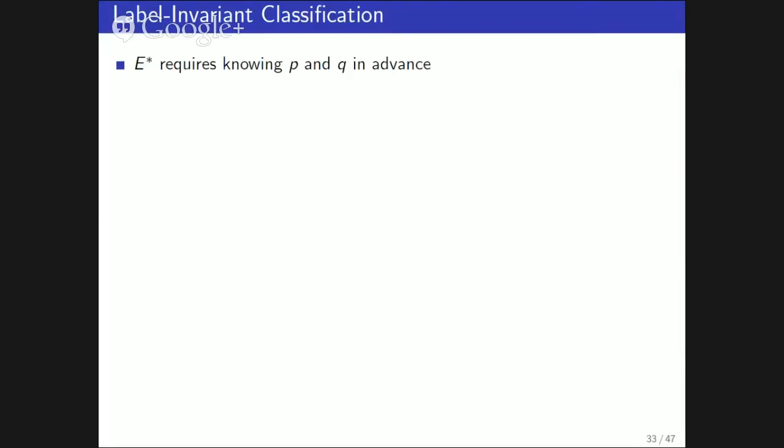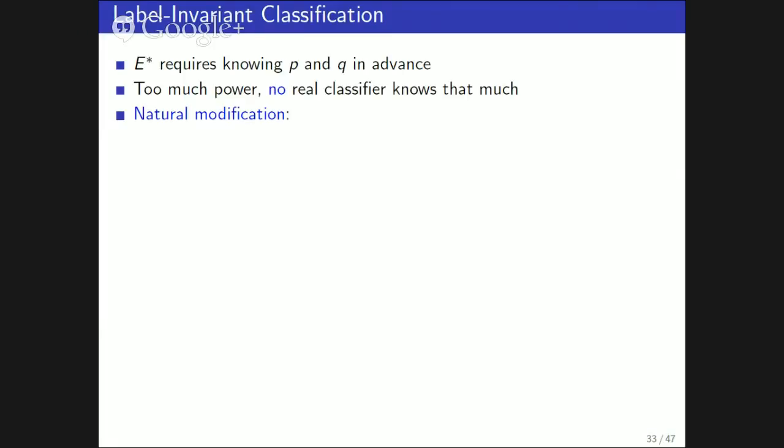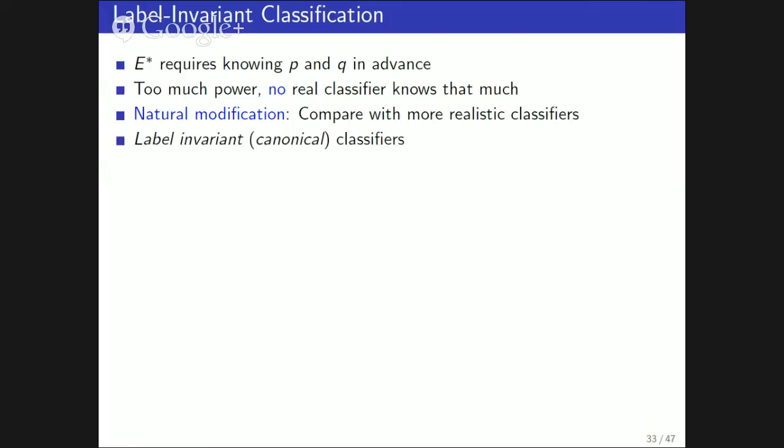So what are they? Remember that E star requires knowing P and Q in advance, and that gives E star too much power. You need to know something that normal people don't have. No real classifier knows that much. So we're going to look at what we think is a natural modification, which is we're going to compare not with this classifier that knows everything. We'll compare it still with a classifier that knows more than humans do, but not as much. We're comparing with a classifier that's a little more realistic, a classifier that is label invariant, and it's sometimes called a canonical classifier because it's so natural, actually.